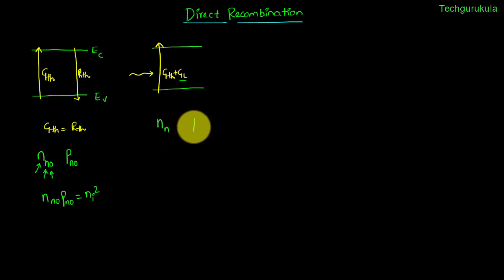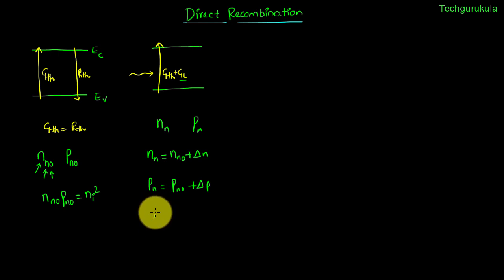Now let's say the hole concentration is also Pn, which is not equal to the thermal equilibrium concentration, but changed by a delta compared to the thermal equilibrium condition. Nn is equal to Nn0 plus, let's say, del n, and similarly Pn is equal to Pn0 plus del p. Because of the generation of electron hole pairs, del n should be equal to del p, because the number of electrons generated in the conduction band should be equal to the number of holes created in the valence band. For charge neutrality reasons, del n is equal to del p.